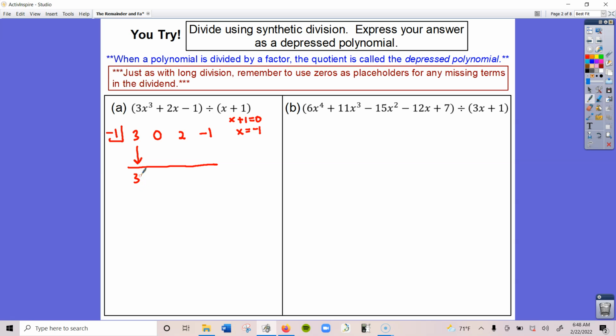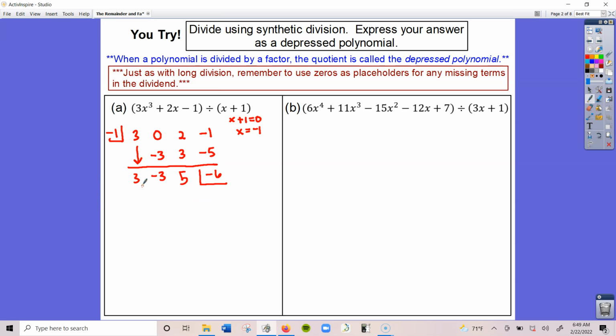Now we start our pattern. Multiply, add, multiply, add. So 3 times negative 1 is negative 3. 0 minus 3 is negative 3. Negative 3 times negative 1 is 3. 2 plus 3 is 5. 5 times negative 1 is negative 5. And here we actually get a remainder of negative 6.